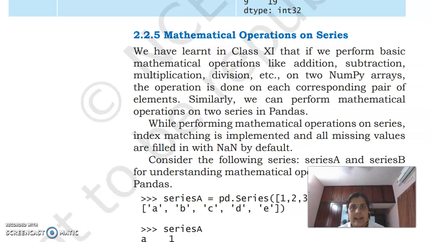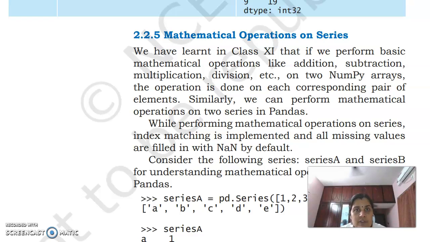As mentioned earlier, there are four arithmetic operations done in series. They are addition, subtraction, multiplication, and division. In each case, you have to remember that the values at the corresponding positions are added or subtracted.